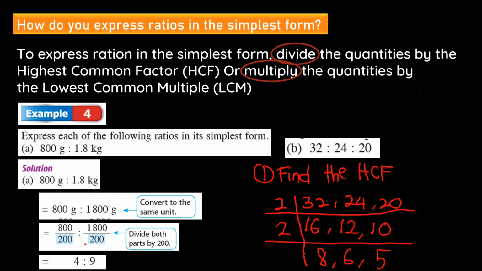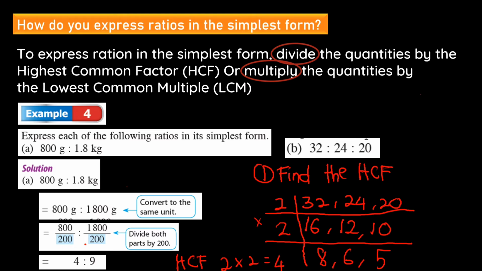Now look at 8, 6 and 5. We cannot proceed with the repeating division because we cannot divide all these three numbers by the same round number. 8 can be divided by 2, 6 can be divided by 2, but 5 we cannot divide by 2 because the answer will be a decimal. So next we write the HCF. HCF equals 2 times 2, which is 4.